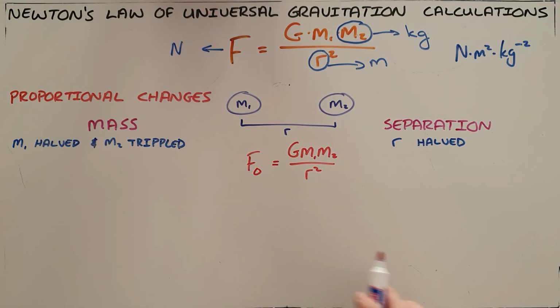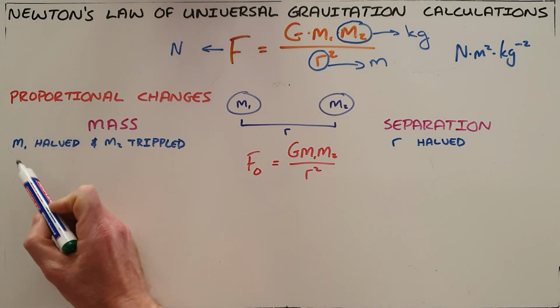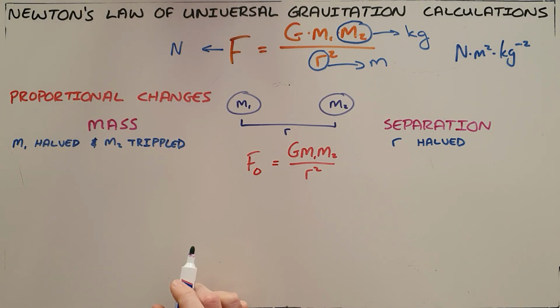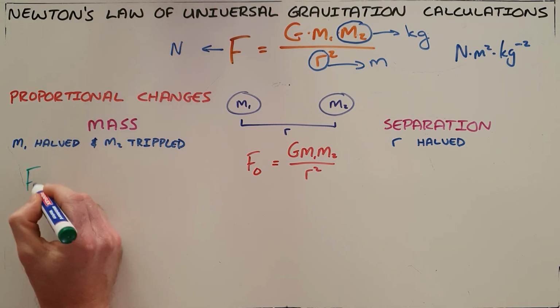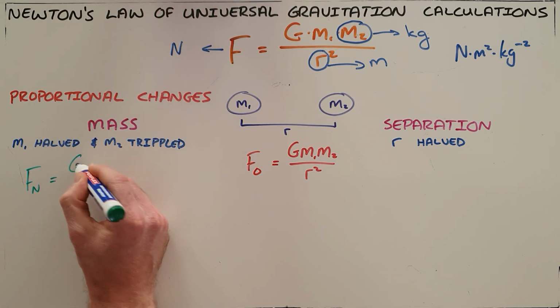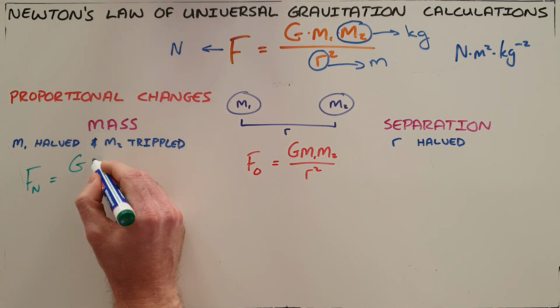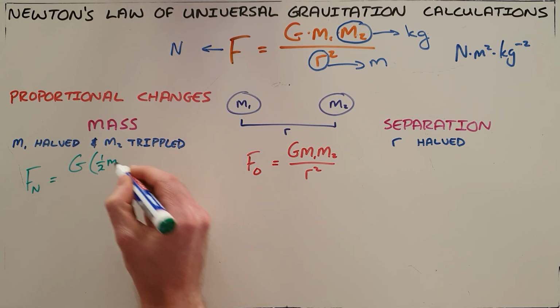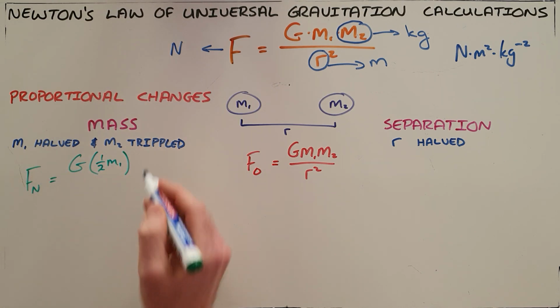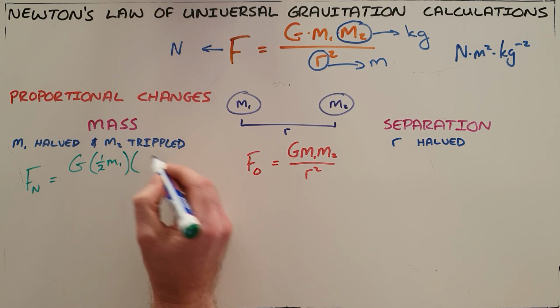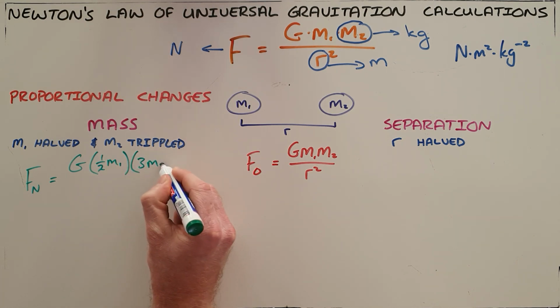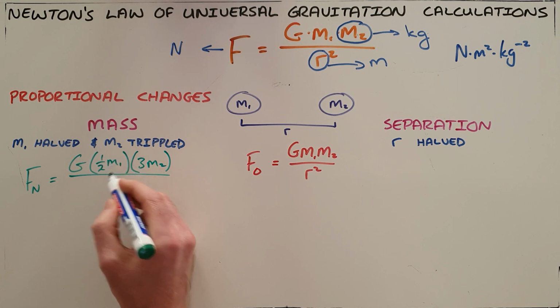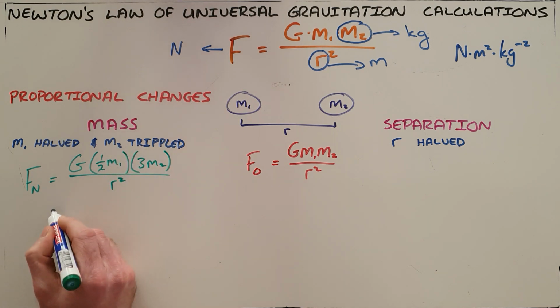So the simpler change can be a mass change, where they say, in this example, the mass of m1 is halved and the mass of m2 is tripled. What is the new force? And what you would then say is, well, the new force is going to be, once again, Newton's universal gravitation constant, but now it is 1/2 times m1, because they've said m1's mass is halved, and 3 times m2, because you have been told that m2's mass has been tripled. The distance again remains the same because nothing has been said about that.